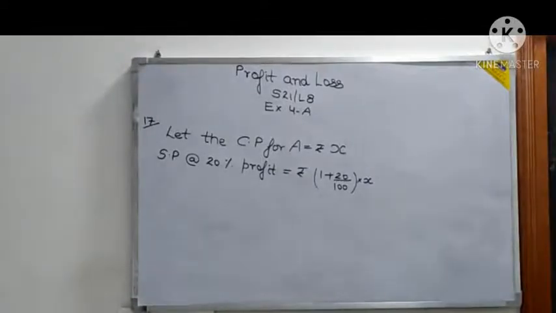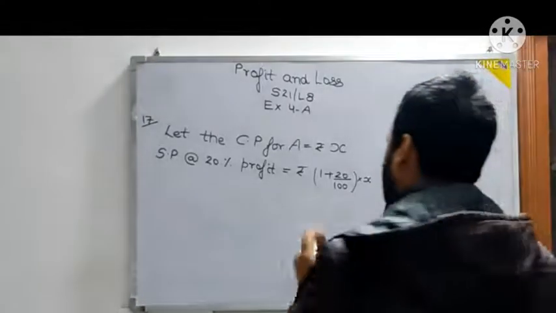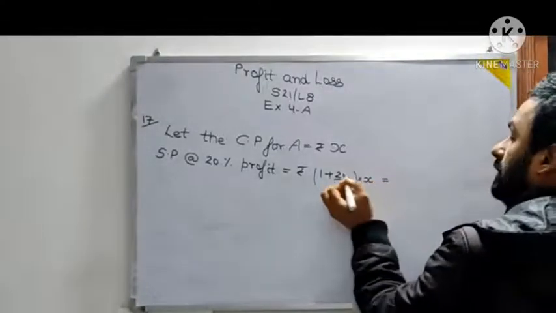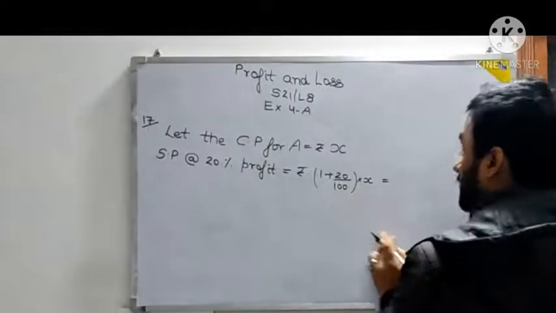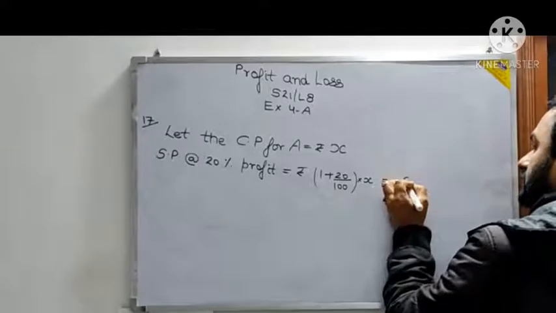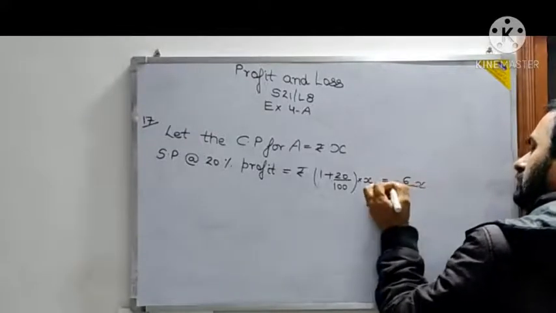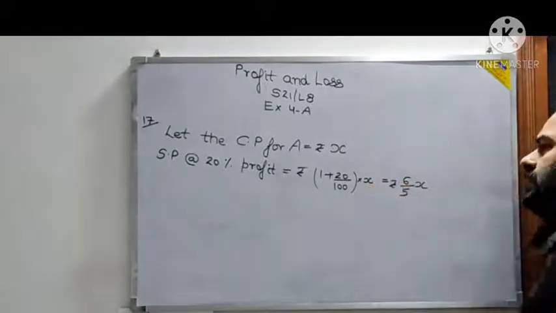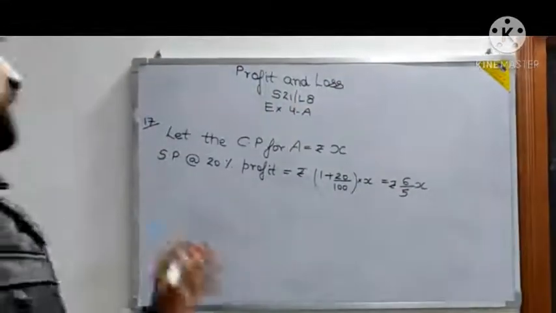So this will now become the cost price for B. So 1 plus 20 by 100, 20 by 100 is what? 1 plus 1 by 5, that means 6 by 5x. One plus 1 by 5 is 6 by 5x. So 6 by 5x, that is that.